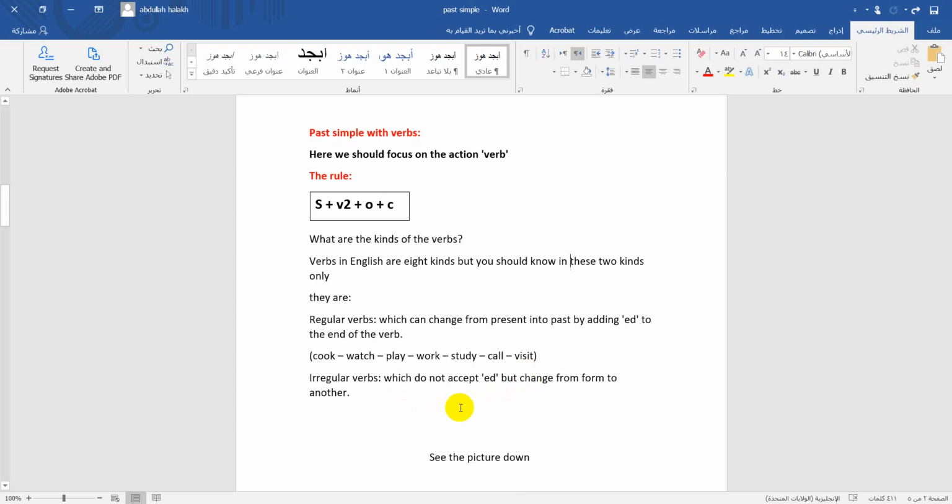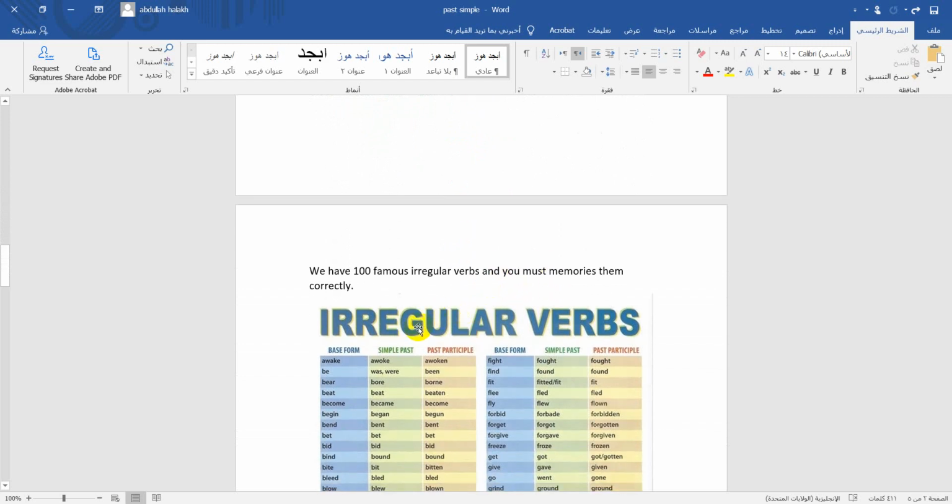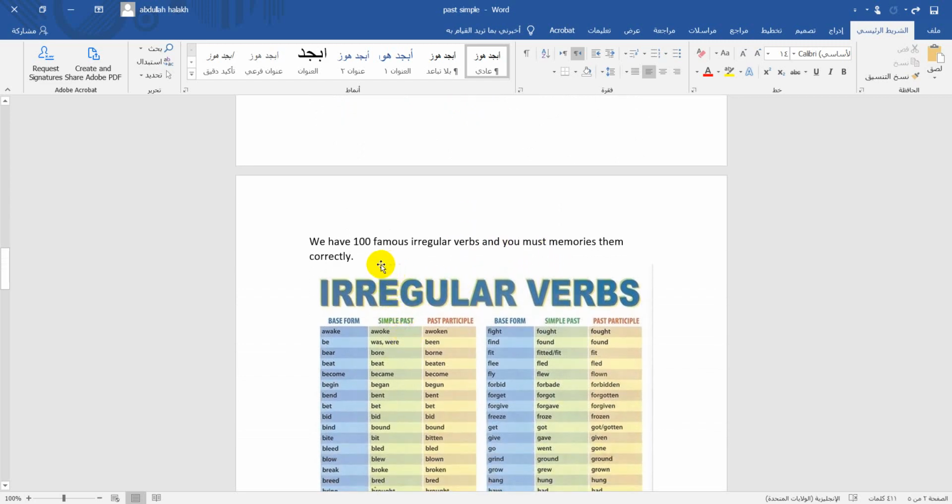Irregular verbs which don't accept ed but change from one form to another. الأفعال الشاذة هي الأفعال التي لا تقبل الed ولكن تتغير من شكل إلى آخر. انظر إلى الصورة في الأسفل. See the picture down. This picture is very important to save and to memorize it. We have 100 famous irregular verbs and you must memorize them correctly. Listen guys. Irregular verbs in English language are 515 فعل شاذ, ولكن الشائع منها والأكثر استخداما هي 100 famous irregular verbs. إذن هي عبارة عن 100 فعل شاذ.